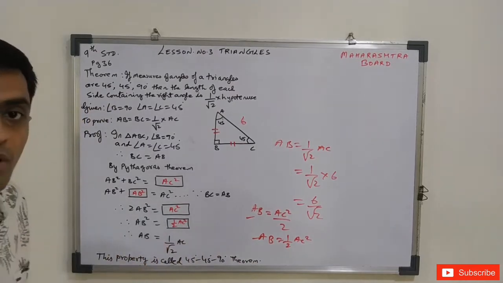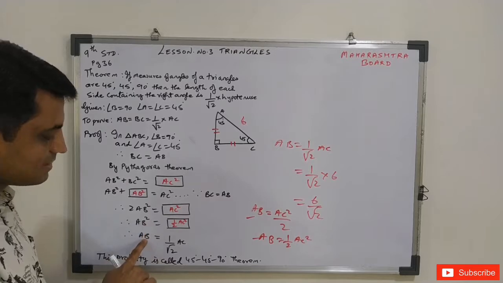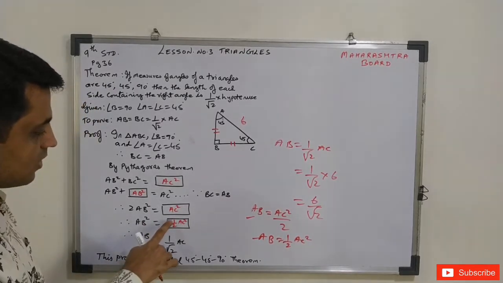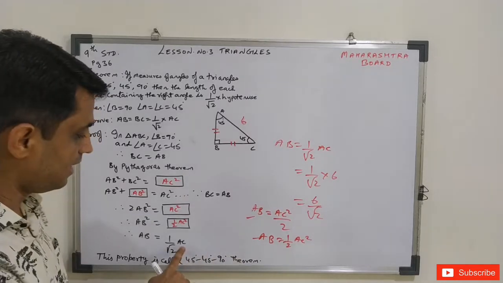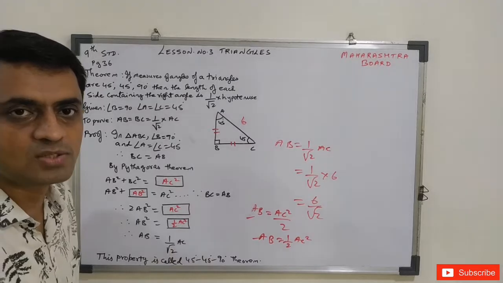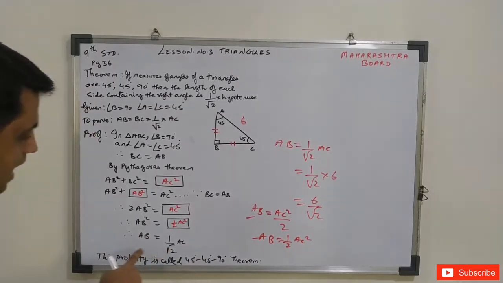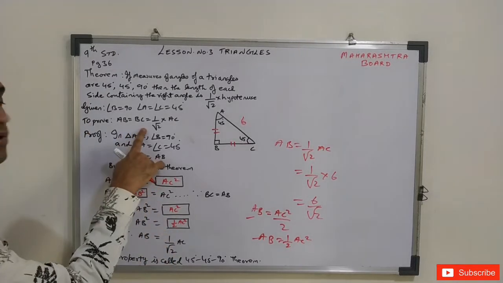Now take the square root on both sides. As soon as you take the square root on both sides, the square cancels, AB remains, is equal to the square root of 1, which is 1. The square root of AC square is what? AC. And what is the square root of 2? Root 2, because the square root of root 2 cannot be simplified, so root 2. So what is the answer? AB is equal to 1 upon root 2 of AC. That only we have to prove.